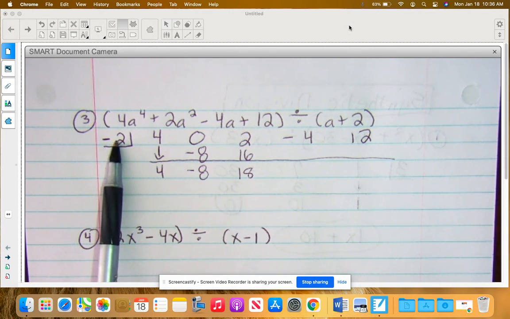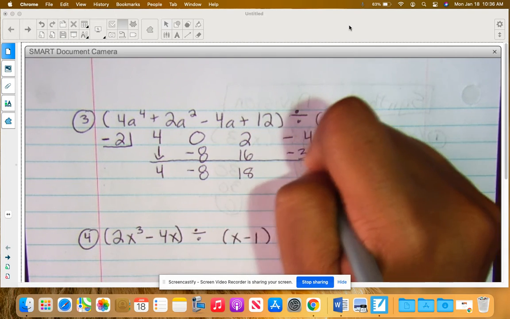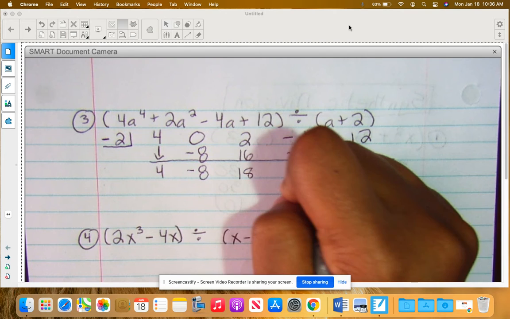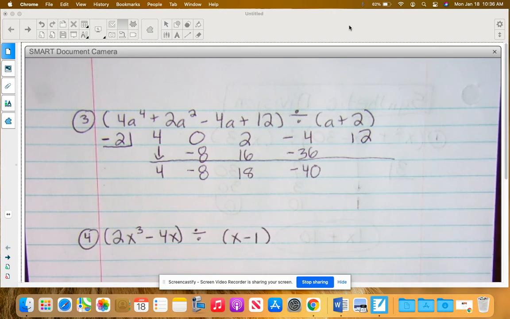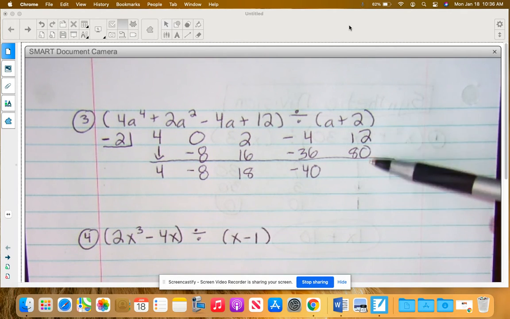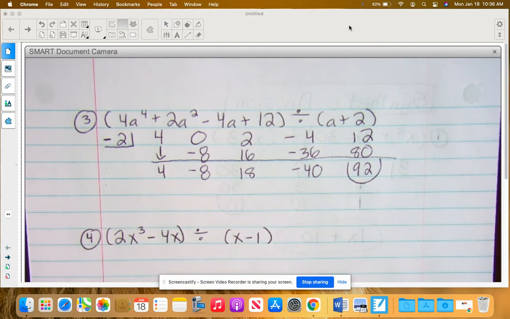18 times negative 2 is negative 36. So you're going to write that underneath the negative 4. Add negative 4 plus negative 36 is negative 40. Repeat the process. Negative 40 times negative 2 is a positive 80. Add 12 plus 80 is 92. It was a plus 2. You put the opposite in a box off to the side, which was negative 2.